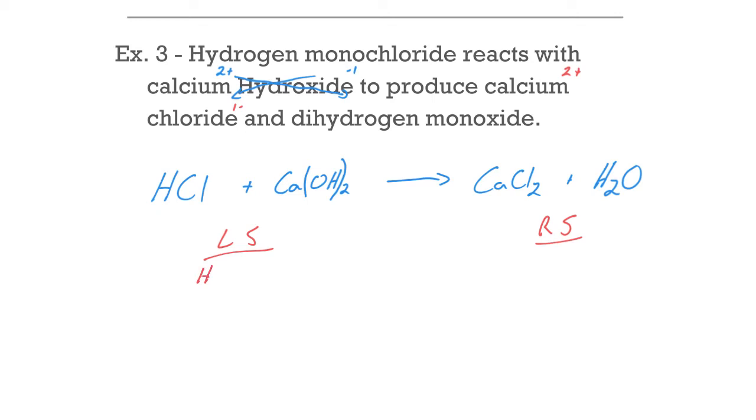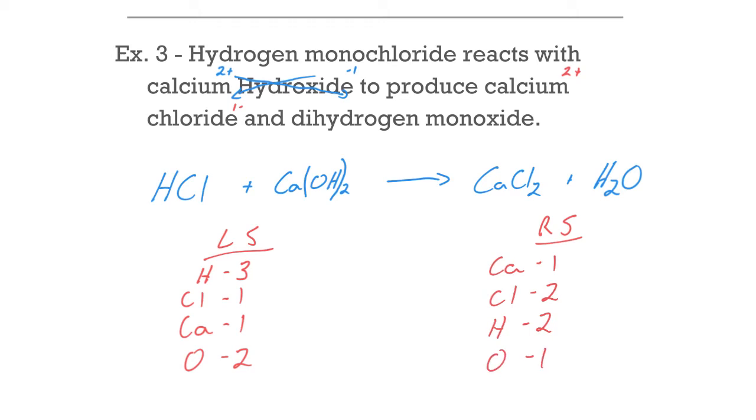Right now, I have a total of 3 H's on the left-hand side. I have 1 chlorine, I have 1 calcium, and I have 2 oxygens. Don't forget that this 2 multiplies everything that was in that bracket. On the right-hand side, we'll just write this in order, I have 1 calcium, I have 2 chlorines, I have 2 hydrogens, and I have 1 oxygen.